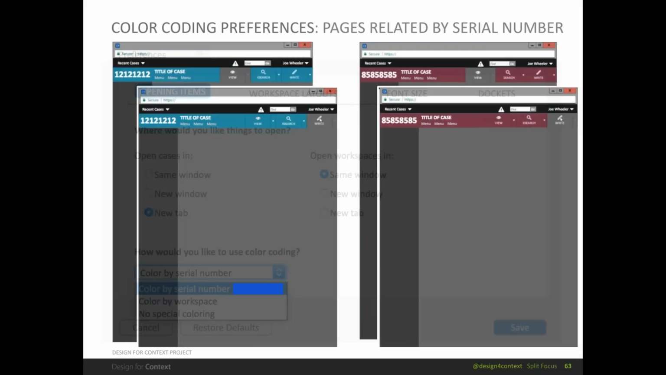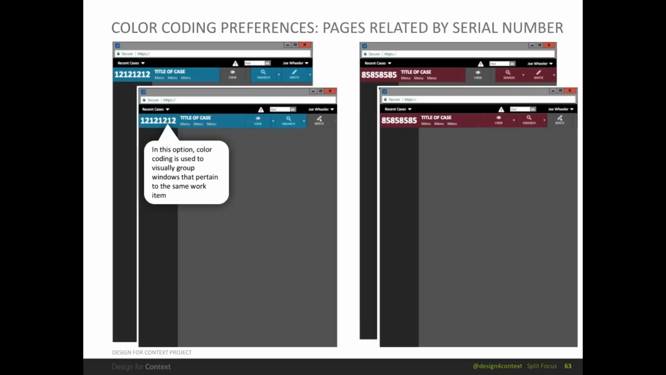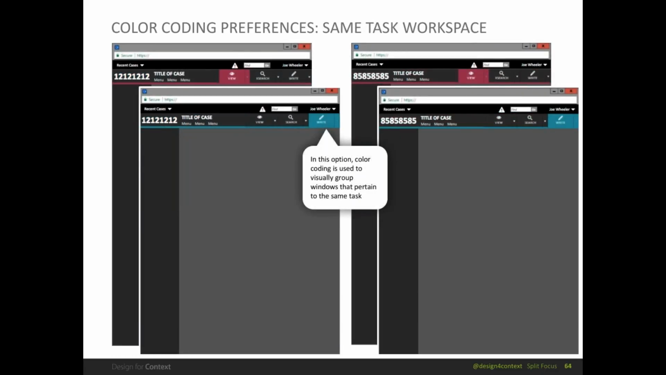In this example, color coding is used to visually group windows that pertain to the same work item. In this alternative option, color coding is used to visually group windows that pertain to the same task. We did some A/B testing on this, and most users preferred the color coding that emphasized the same case as going together.